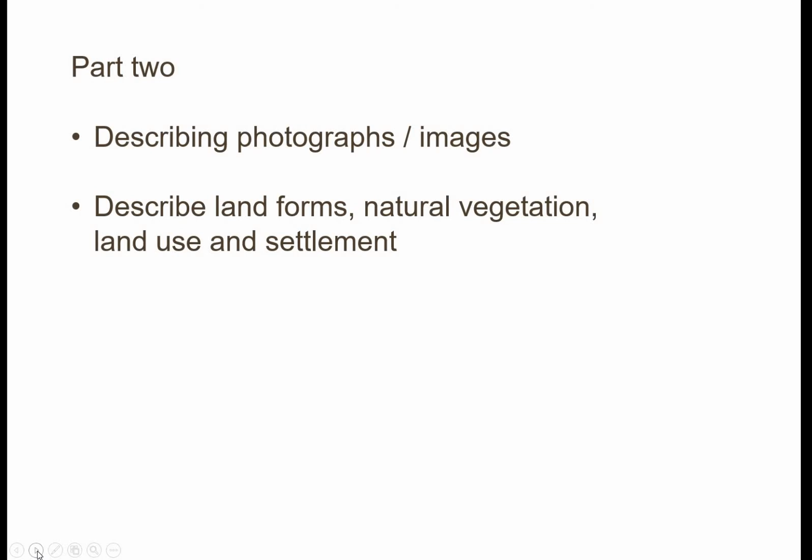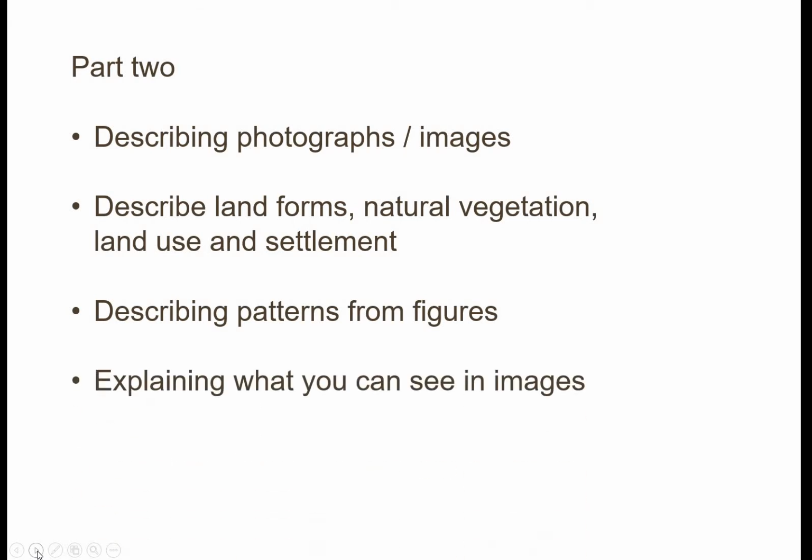Moving on to part 2. So we've already done quite a lot of this already. This is about describing photographs and images, not explaining them, just describing them. We did learn to describe landforms, natural vegetation, land use and settlement. So your paper 2 geographical skills is both human geography and physical geography based. You'll need to describe patterns or trends from figures. When I say figures, I mean images, tables, pictures, graphs. And you will need to be able to explain what you can see in the images.